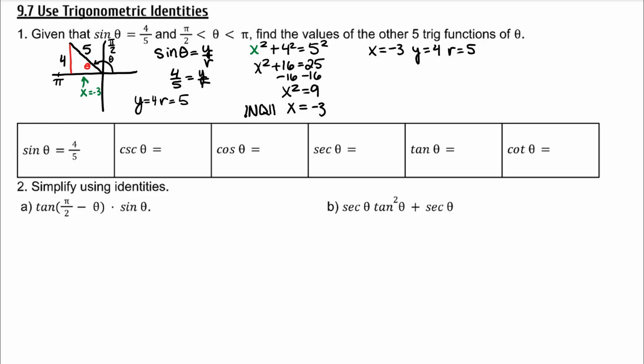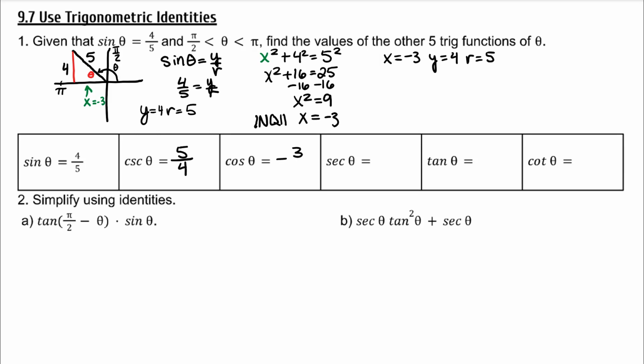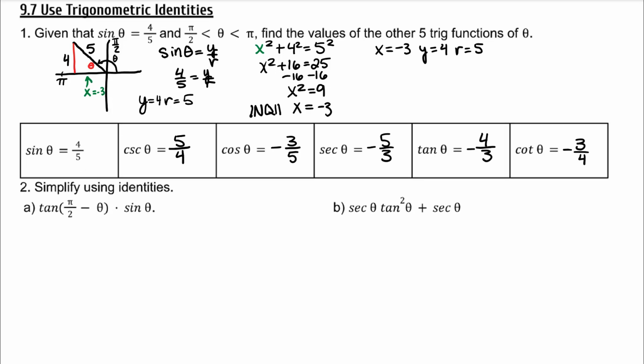Cosecant of theta is the reciprocal of sine, so 5 over 4. Cosine of theta is negative 3 over 5. Secant would be that reciprocal, and tangent is y over x, so negative 4 over 3, making cotangent negative 3 over 4. We never even needed to know what theta was equal to in order to find the other 5 trigonometric ratios. For number 2, we're going to simplify using identities.